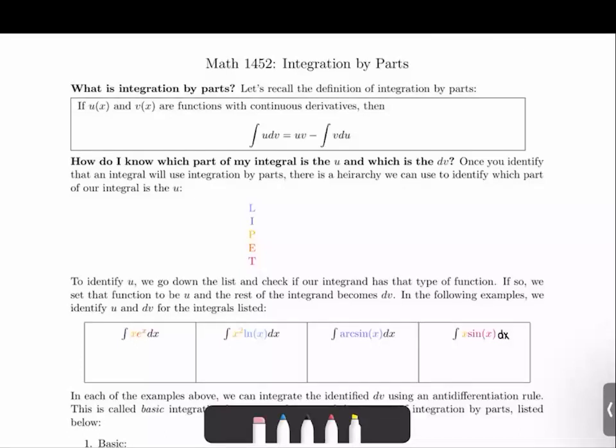So just to briefly illustrate what I mean by that, if we have functions u and v with continuous derivatives, well, that means they're differentiable, so we can take the derivative of their product. To do this, we use the product rule as normal. So we take the derivative of the first times the second plus the derivative of the second times the first. So this is just the product rule.